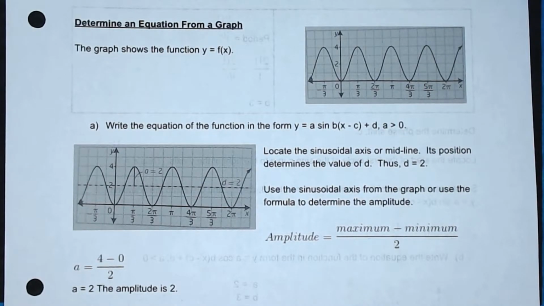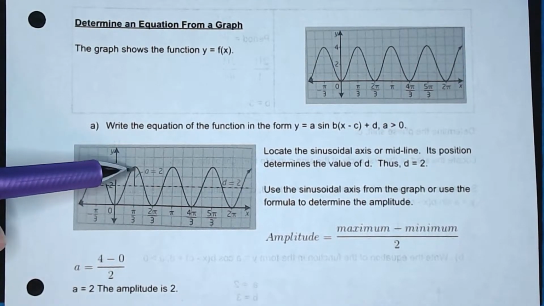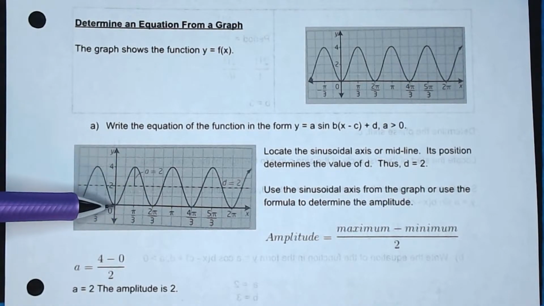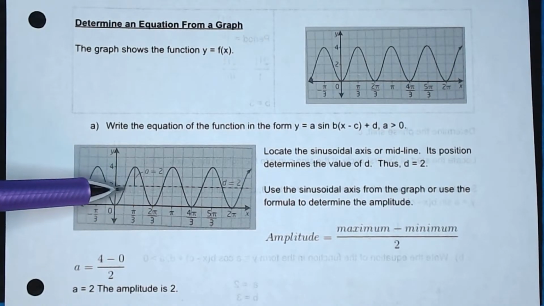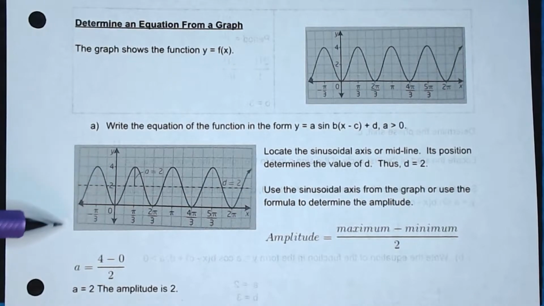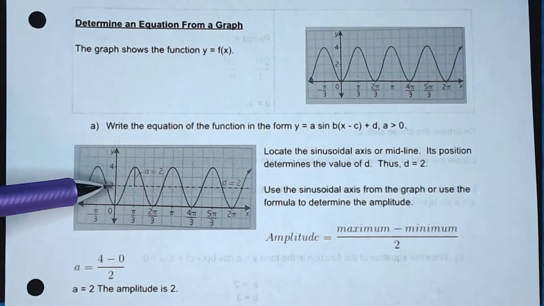Step number 1, locate the axis or midline. It determines the value of d. So if we just look at this graph of the sine function, it goes from 0 to 4. Halfway through is at 2. So that becomes our d value. It is 2.